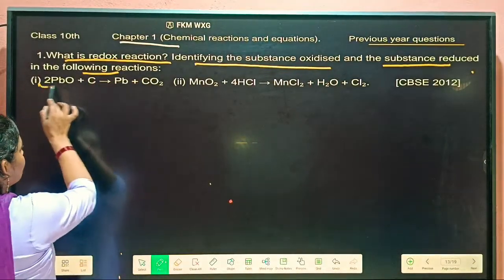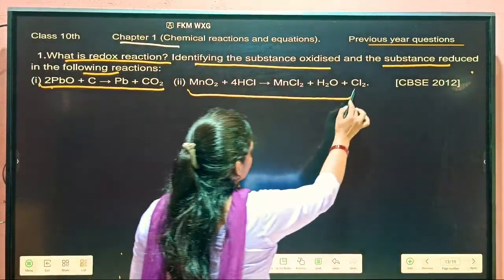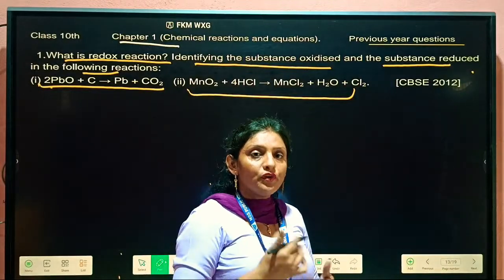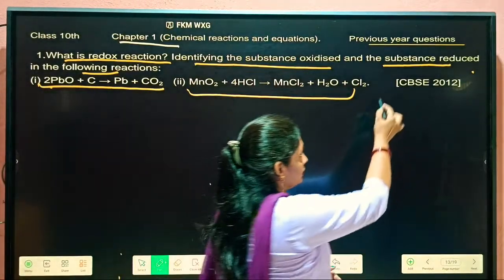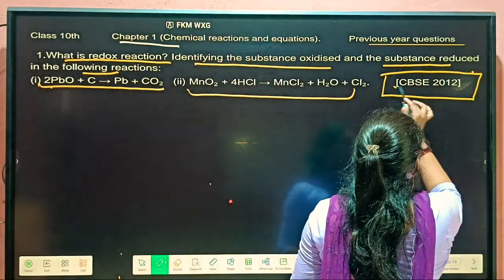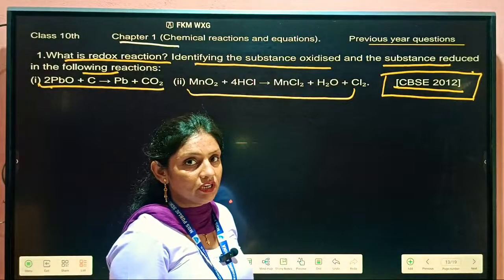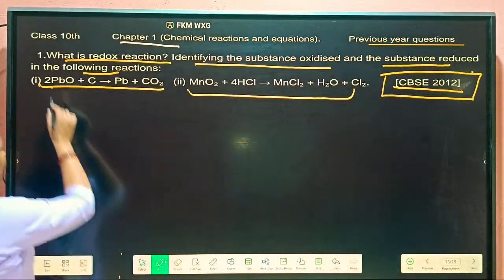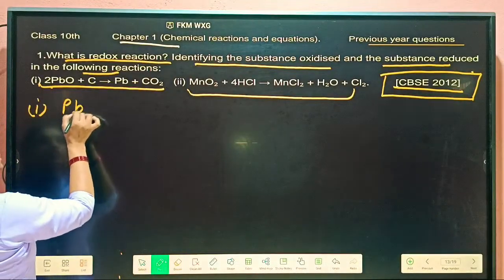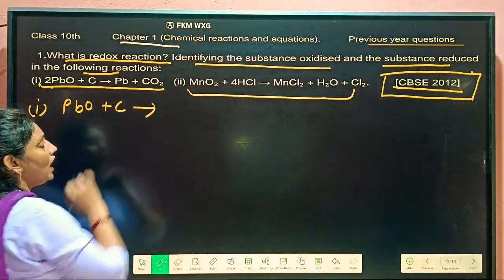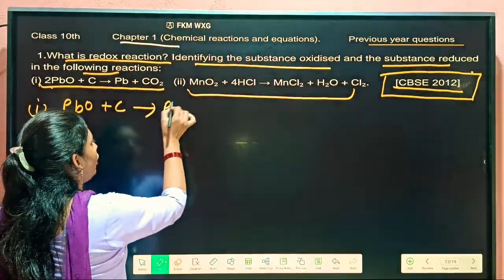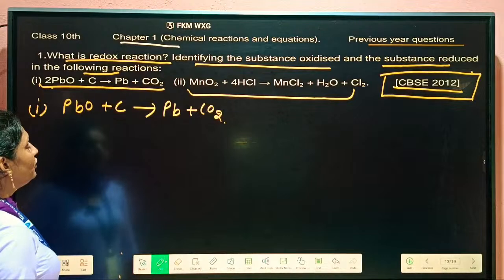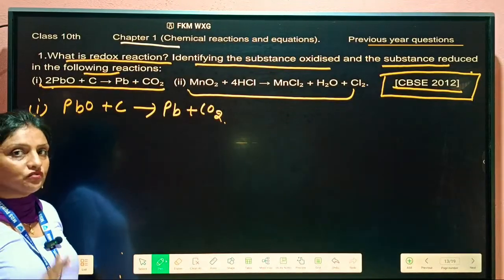Identify the substance oxidized and the substance reduced in the following reactions. Here two reactions are given. Which substance is oxidized and which is reduced, we have to identify. ये क्वेश्चन हमारा पहले से सीबीएसई में 2012 में आया हुआ क्वेश्चन है. Here equation one: lead oxide plus carbon, after reacting, forms lead plus CO2.